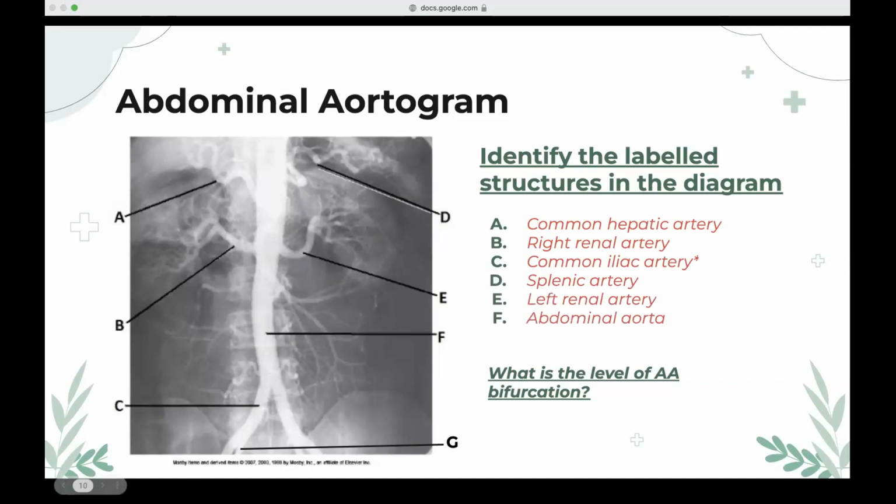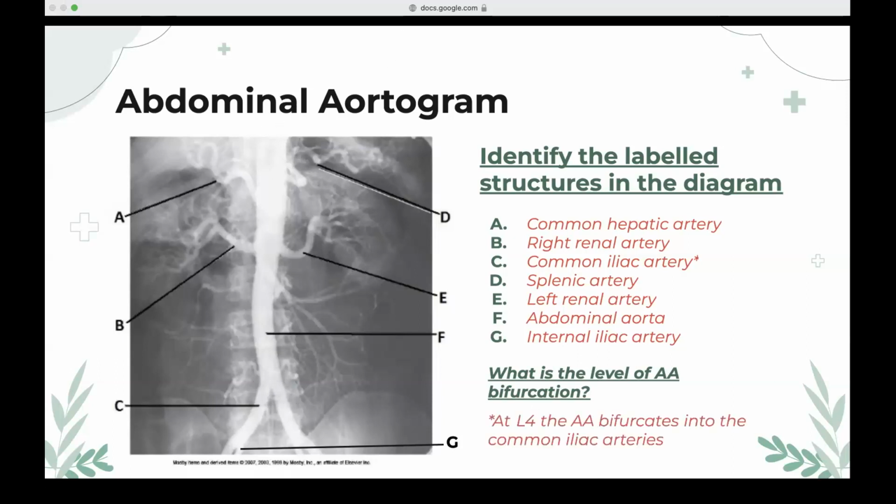Yes, internal iliac. Okay, so superior mesenteric would be above, between the celiac and the renal arteries. It would be in this area. And inferior mesenteric would be here. If I'm not mistaken, this would be the inferior mesenteric. Now, what's the level of the abdominal aorta bifurcation? T12 is where it enters. Bifurcation, L4. Yeah, but it enters at T12, just like you said.